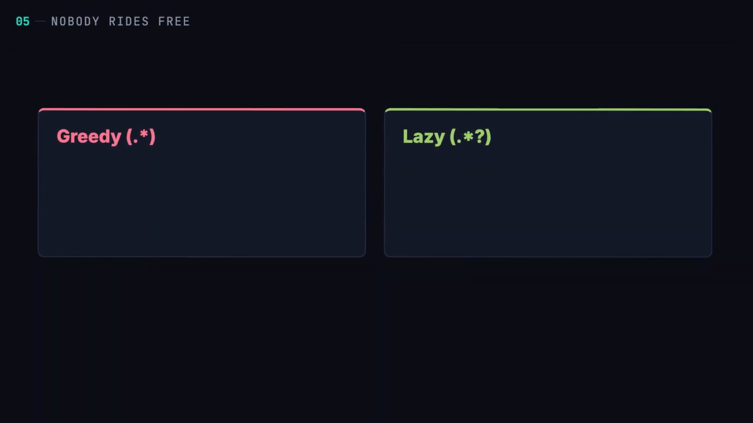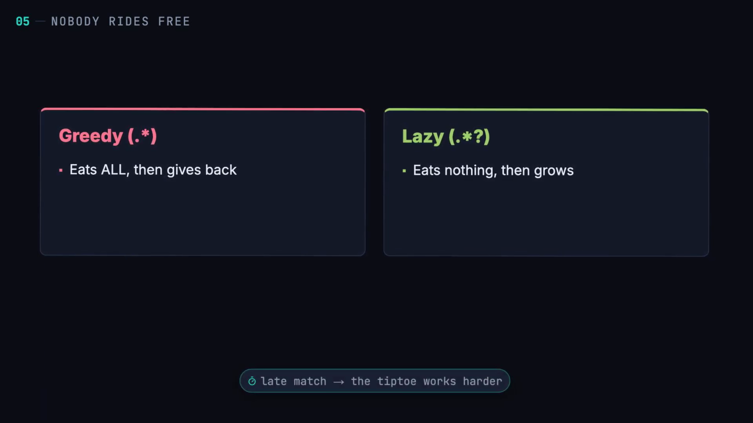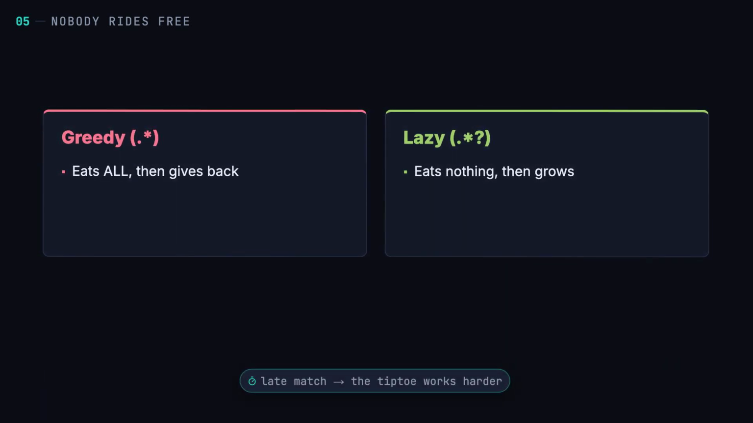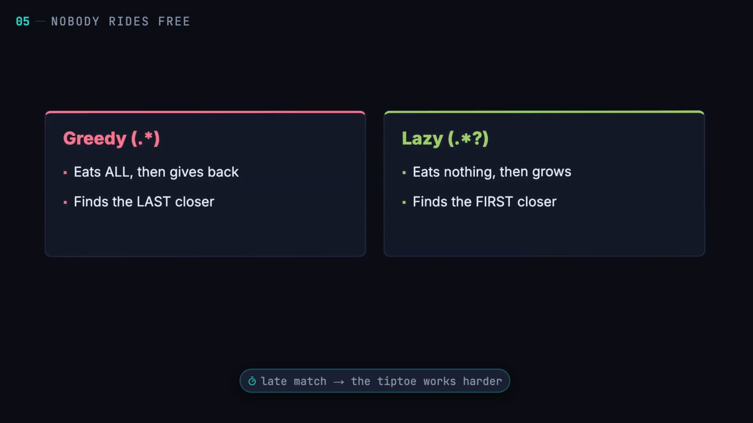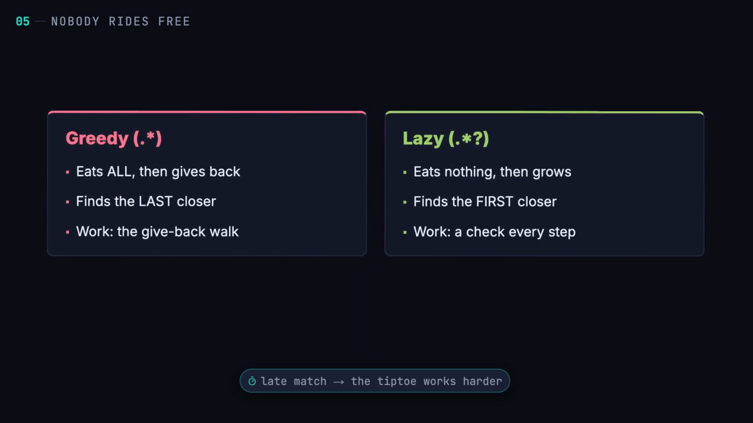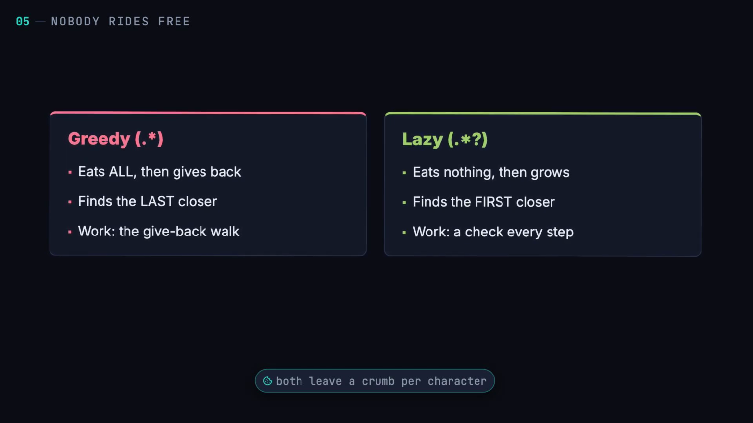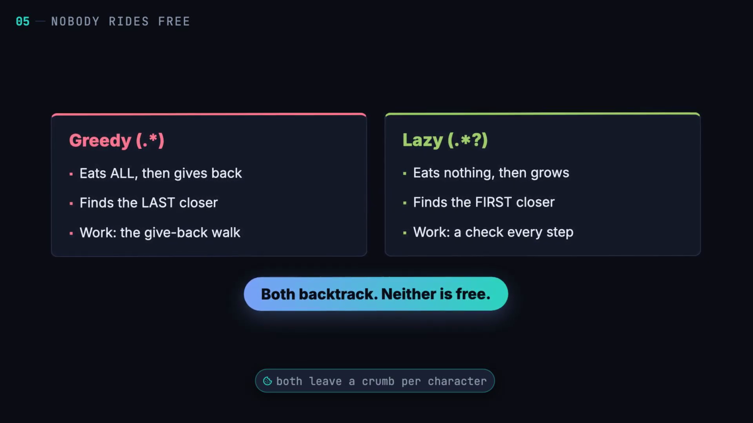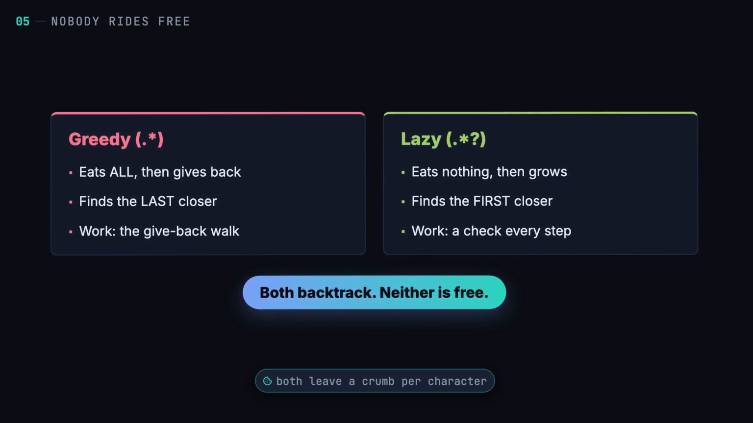So, lazy is the good one? No. Lazy rechecks the rest of your pattern after every single character it swallows. On a long string with a late match, the tiptoe does more work than the feast. Greedy, one big eat, then give backs. Lazy, a check at every step. Both drop crumbs at every character. Both are backtracking machines. Remember that word from episode 1? It is about to matter enormously.